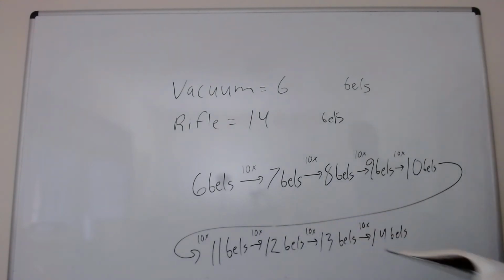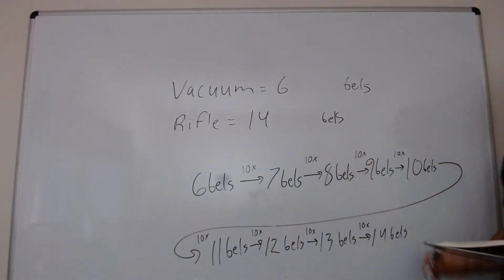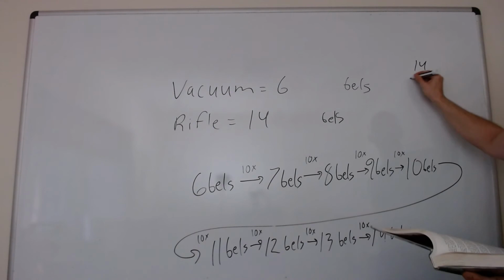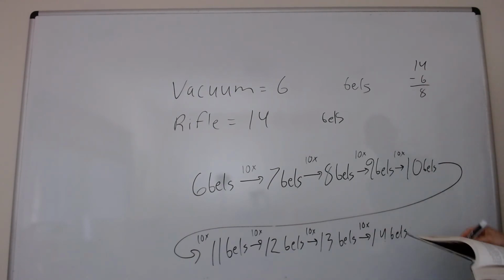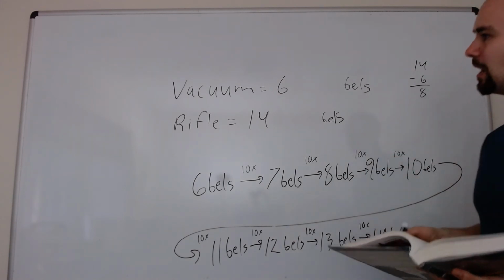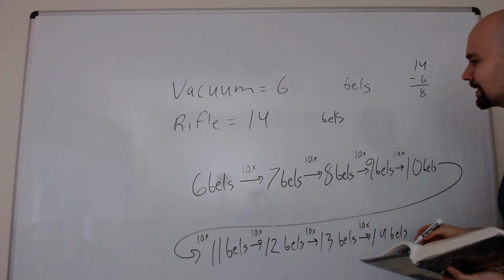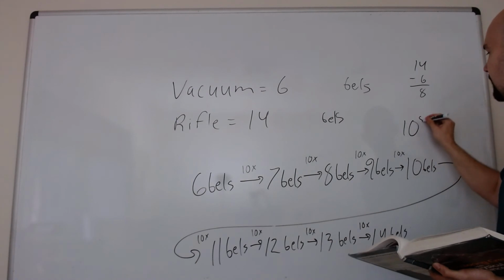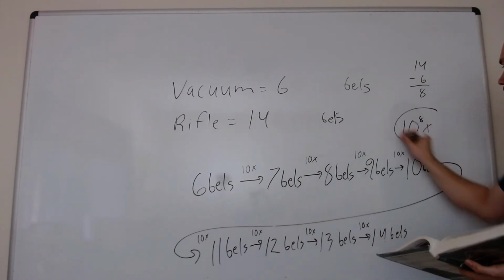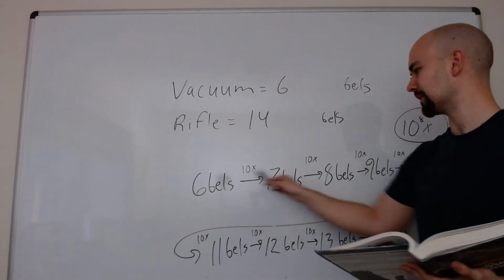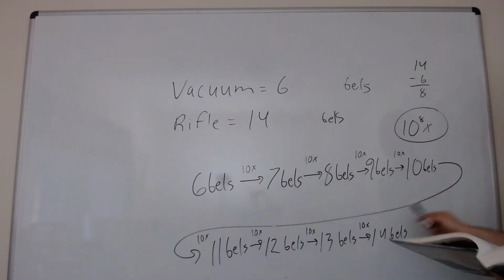So yes, to go from 6 bells to 14, because 14 minus 6 is 8, an 8 bell difference is actually going to be a difference in volume of 10 to the power of 8. So the rifle is 10 to the power of 8 times as loud as the vacuum cleaner. 6 to 7 bells is times 10, times 10, times 10, times 10, etc.